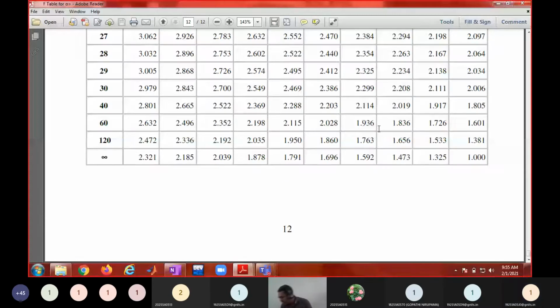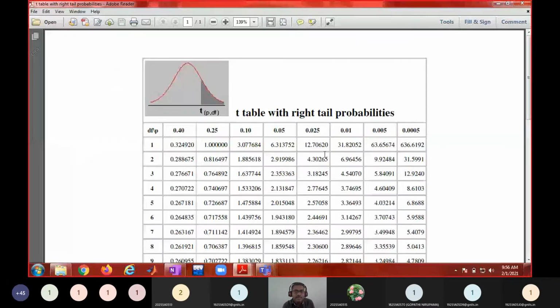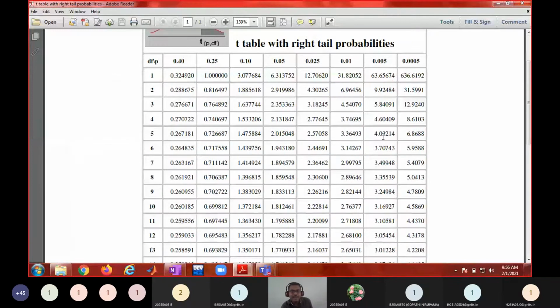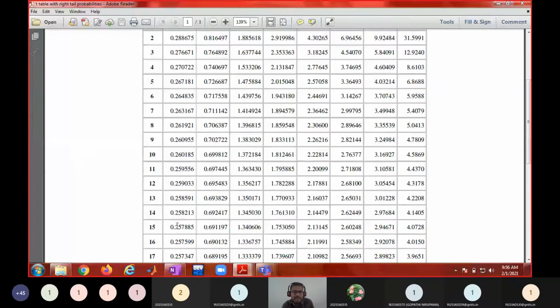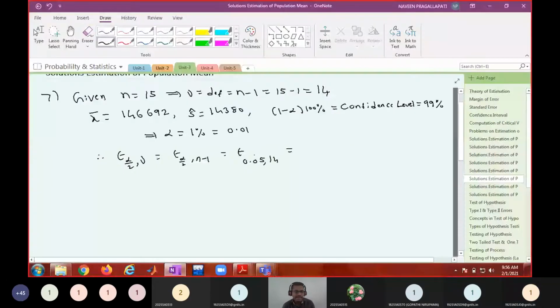Let me see if it is available in my distribution table. I think here you are having 0.005 with 14 degrees of freedom. What is the value? 2.9760. Shall we write it as 2.98? Yes, sir. So 2.98.